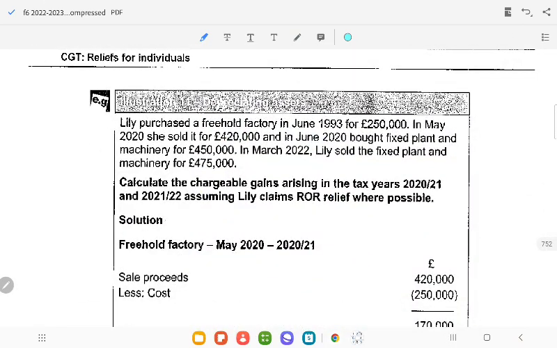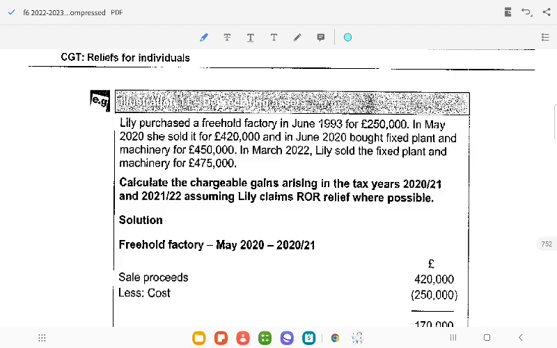Lily purchased a freehold factory in June 93 for 2,50,000. In May 2020, she sold it for 4,20,000, so realizing a gain of 1,70,000. In June 2020, she bought fixed plant and machinery for 4,50,000. And in March 2022, Lily sold the fixed plant and machinery for 4,75,000. Calculate the chargeable gain arising in the tax year 2021-22, assuming Lily claims ROR relief where possible.